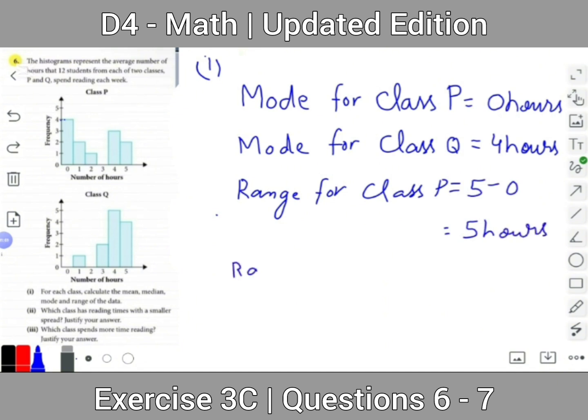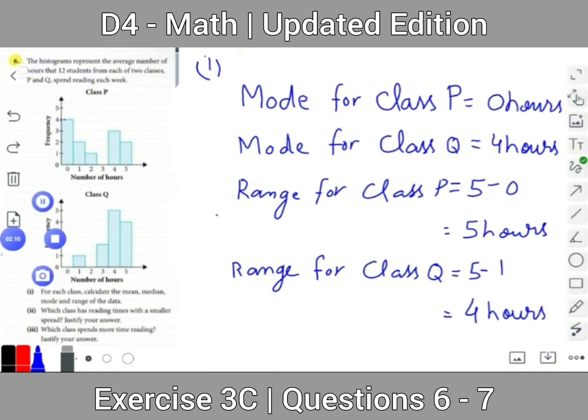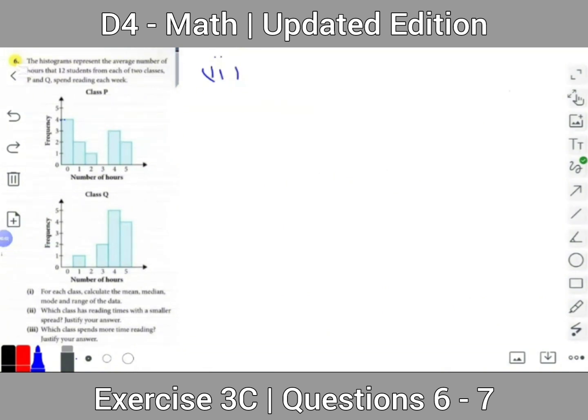Now the range for class Q will be equals to 5 minus 1, and it will give us 4 hours. So the range for class Q is equals to 4 hours. In the part 2, which class has reading time with a smaller spread? Justify your answer.